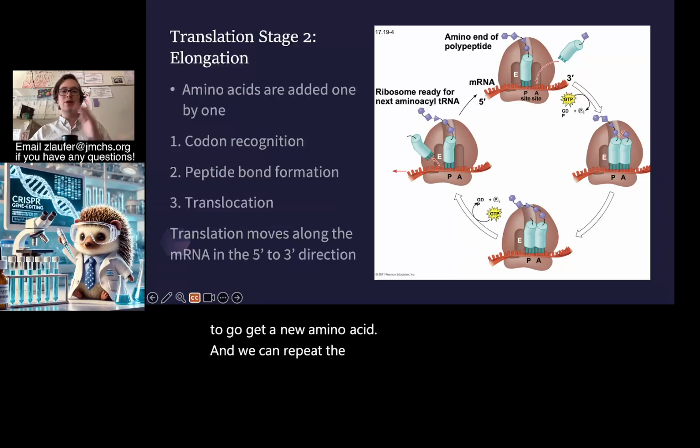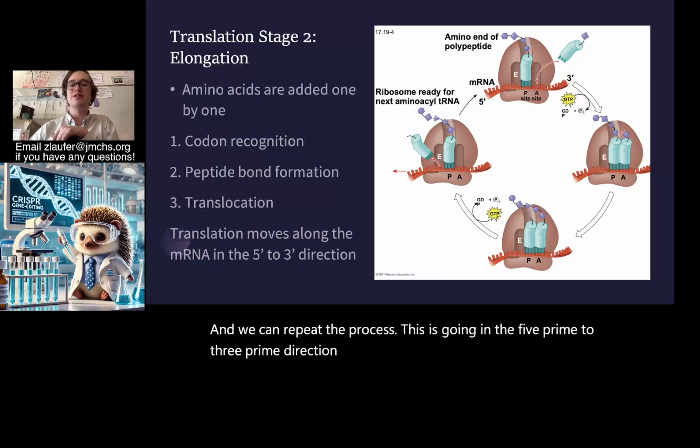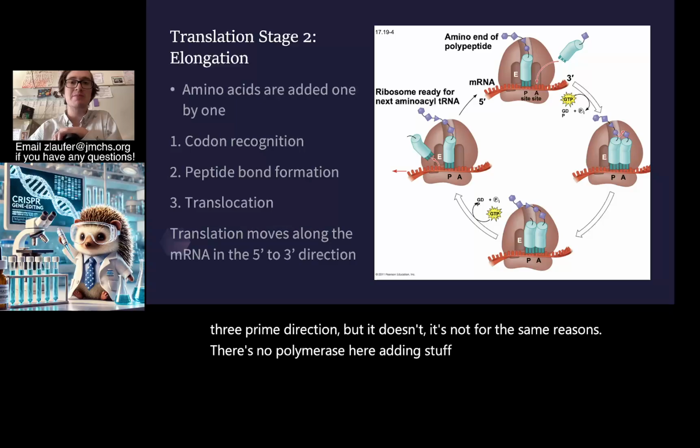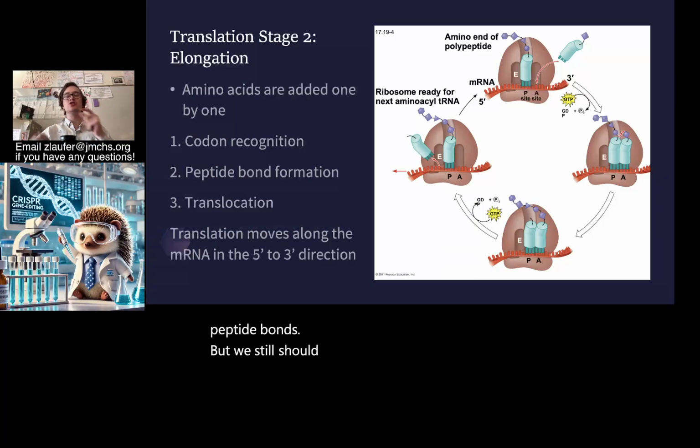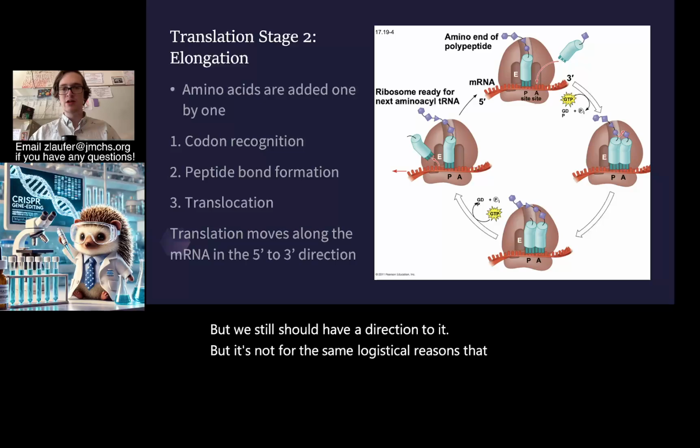This is going in the 5' to 3' direction, but it's not for the same reasons. There's no polymerase here adding stuff in. We're just making peptide bonds. But we still should have a direction to it. But it's not for the same logistical reasons that we have this direction. So we're just elongating the chain.